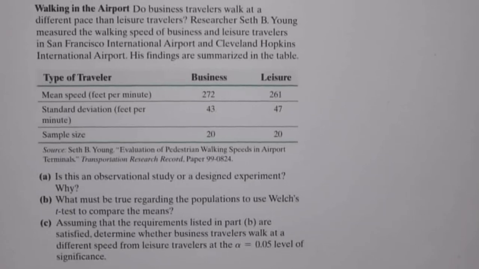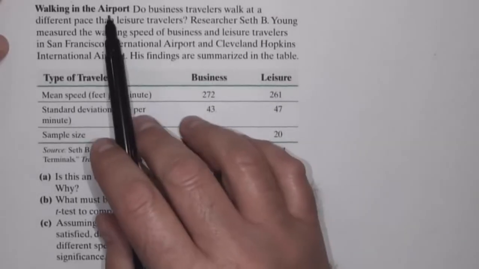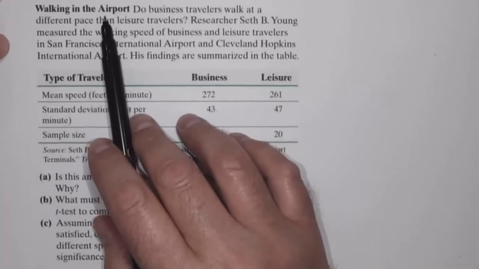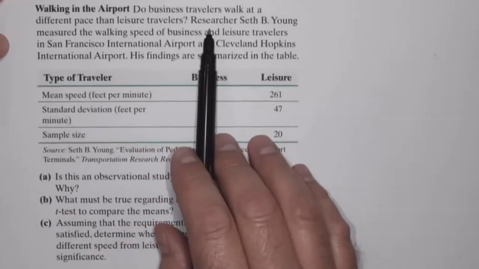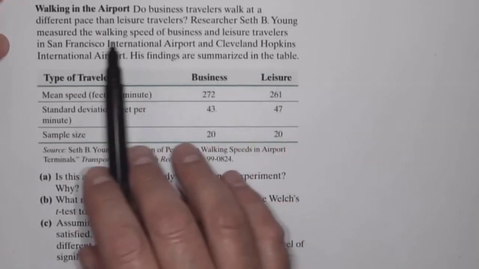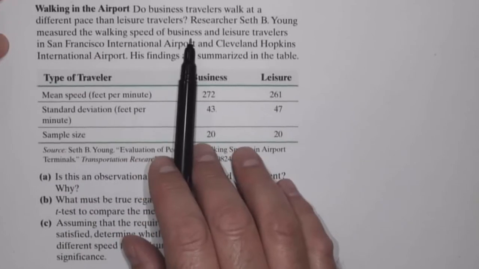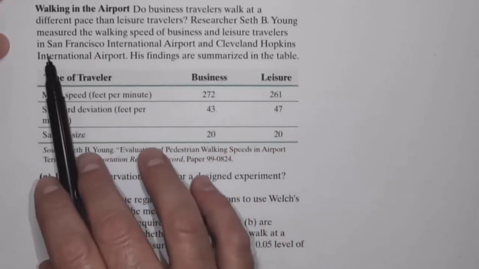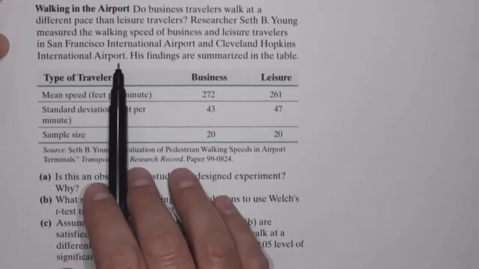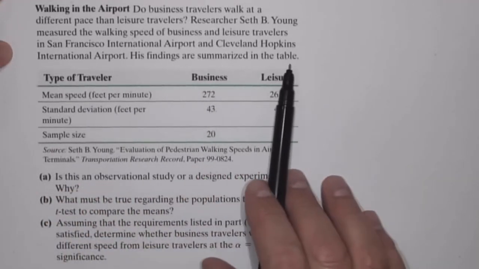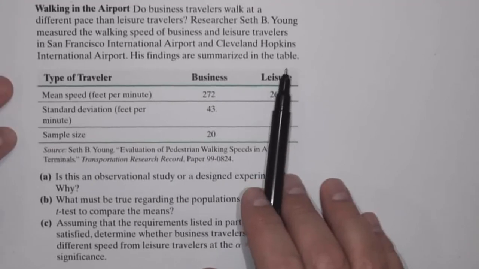So in this video, we're going to look at an example where we're testing a hypothesis regarding the difference of two means where we have independent samples. So walking in the airport. Do business travelers walk at a different pace than leisure travelers? Researcher Seth B. Young measured the walking speed of business and leisure travelers in San Francisco International Airport and Cleveland Hopkins International Airport. His findings are summarized in the table.